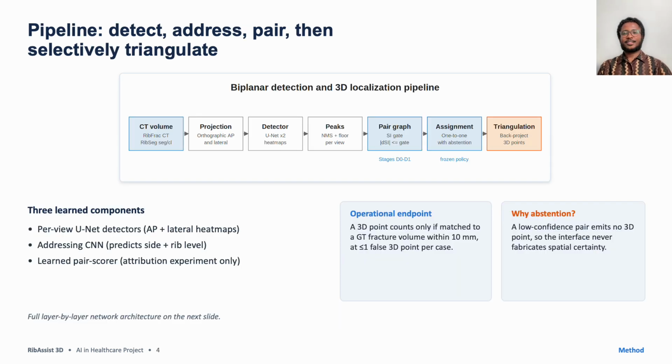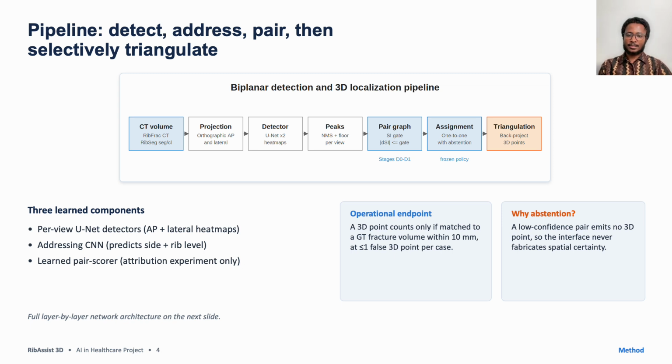Okay, let's dig deeper. First, two separate U-Net models analyze the AP and lateral projections. Each model creates a heat map showing possible fracture locations, and the heat maps are converted into candidate points. The system then compares the candidates from the two views by using their shared vertical position. A one-to-one matching step tries to determine which AP point and lateral point represent the same fracture, and this matching step includes an abstention process.